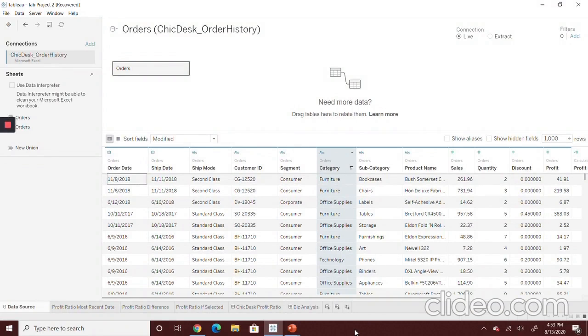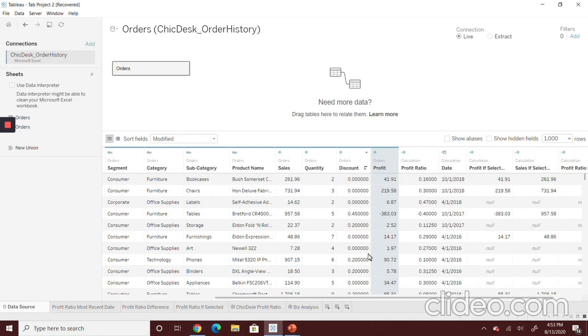The data source used in this presentation dashboard includes product data stemming from the furniture, office supplies, and technology categories, and also includes key features such as order date and ship date, as well as sales and profit between the periods of January 2016 and November 2019.